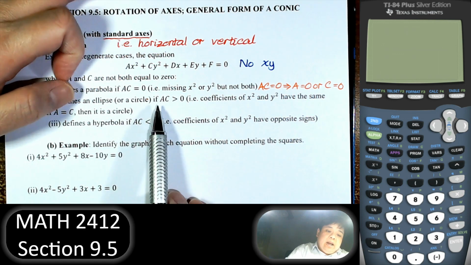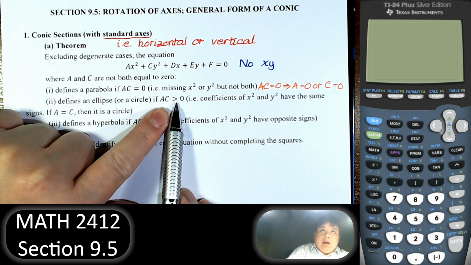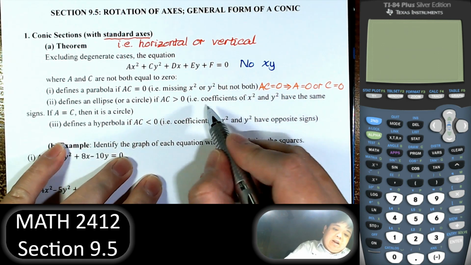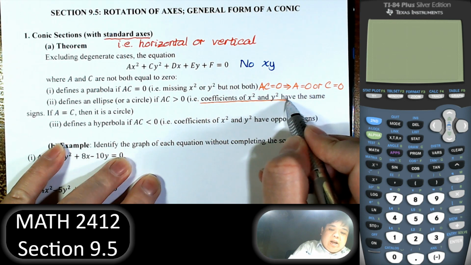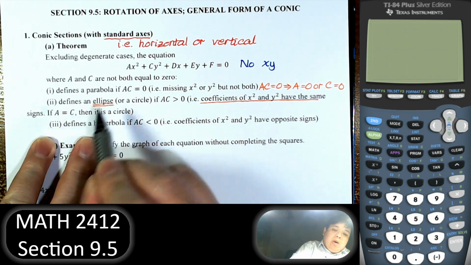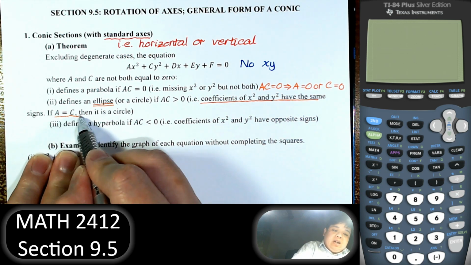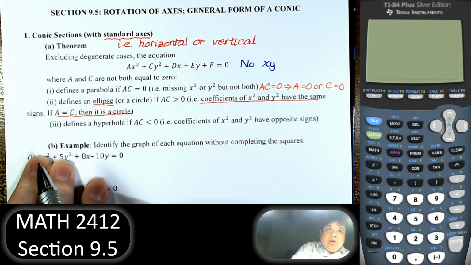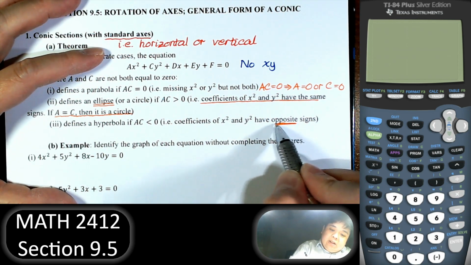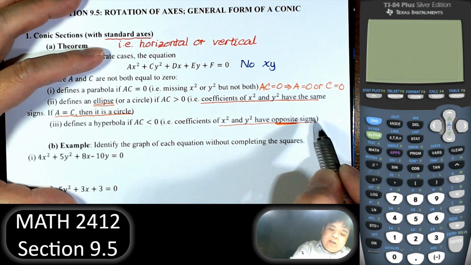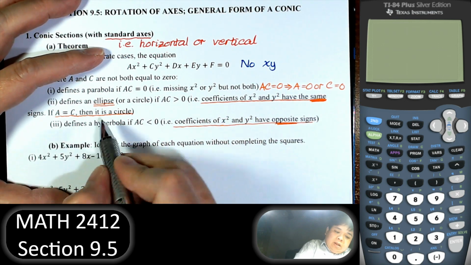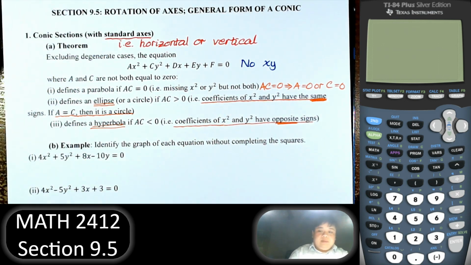We get an ellipse if A and C are greater than 0, meaning they have the same sign. So the coefficients of x squared and y squared have the same sign, and it will be an ellipse. In a special case, if they are equal, that will be a circle. And if they have the opposite sign, then it will be a hyperbola.